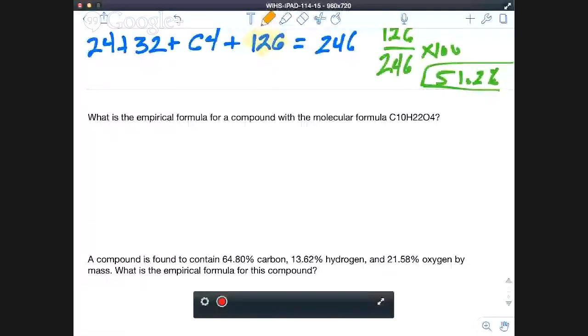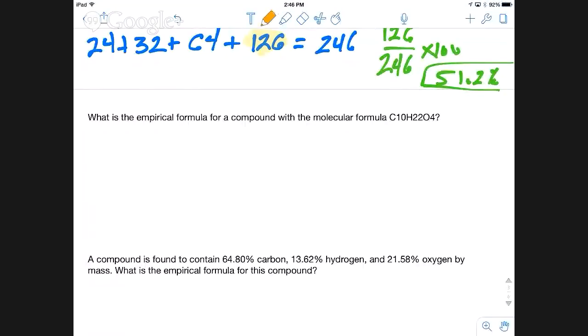It wants to know, what is the empirical formula for a compound with a molecular formula of C10H22O4? So I want to see if I can reduce that, and it's not just reducing it, it's reducing it as far as it can possibly go. Well, in this case, the only thing I can do is divide the whole thing by 2.